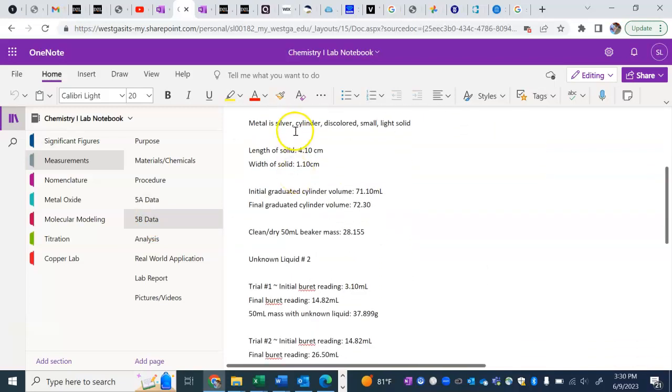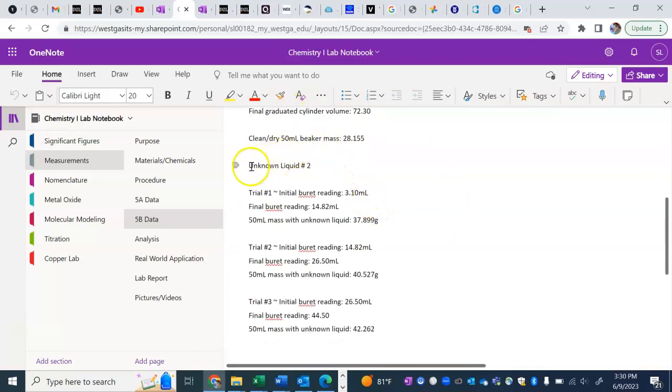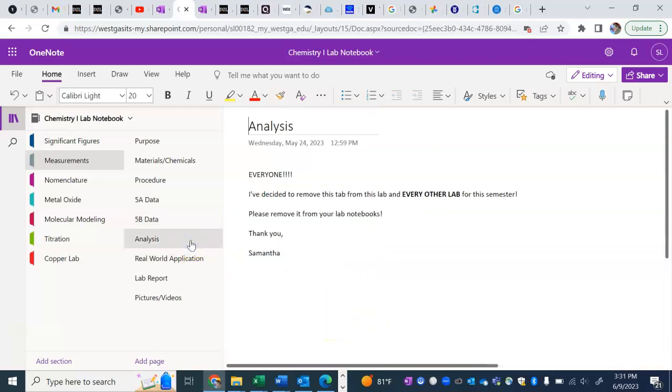This is my description because my procedure said I need a description. These are my measurements, my solids. Initial graduated cylinder, and then we got the unknown liquid number two. That's what we did today. And I have trial one, trial two, trial three with everything that I need to know within that trial. So this is a happy day.